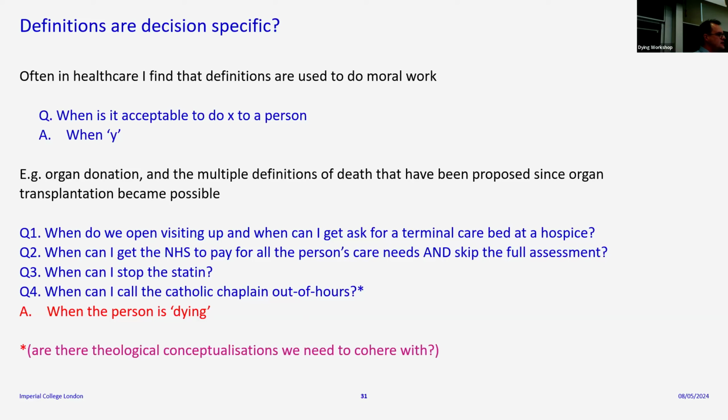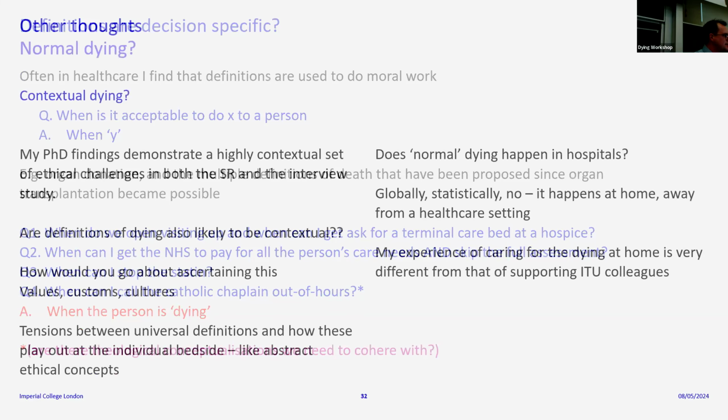And then the Catholic chaplain one made me think, are there theological conceptualizations of dying that a clinical definition also has to cohere with? Because obviously the spiritual world of a patient is often as important or more important than their medical world. Dying is 10% medical and 90% family and social and spiritual and political and all those other things. And so that's another question to add to the discussion.